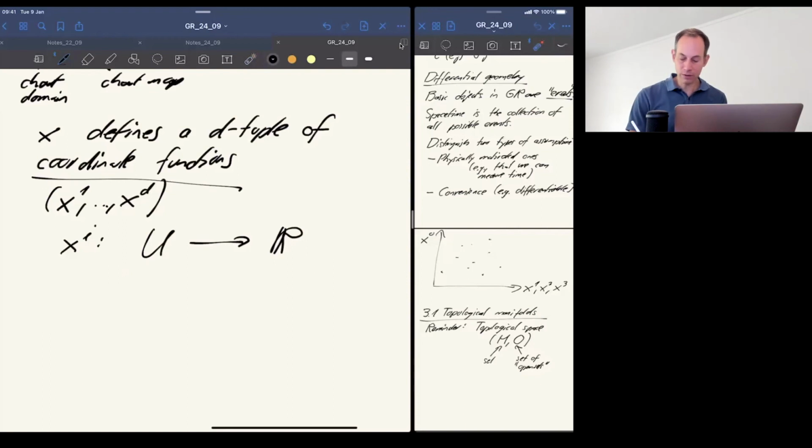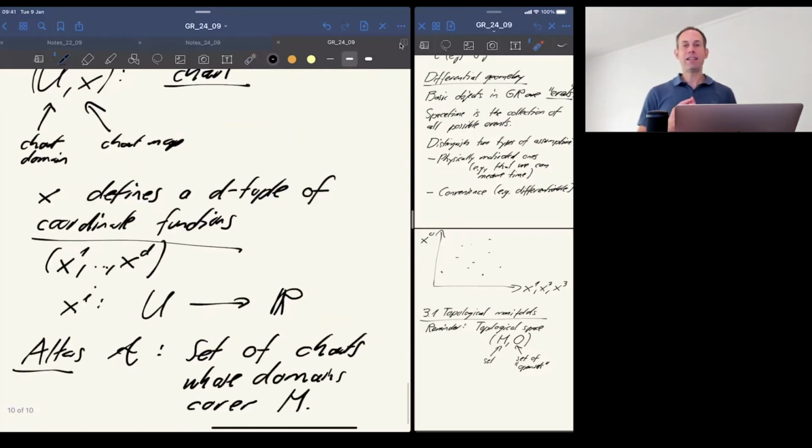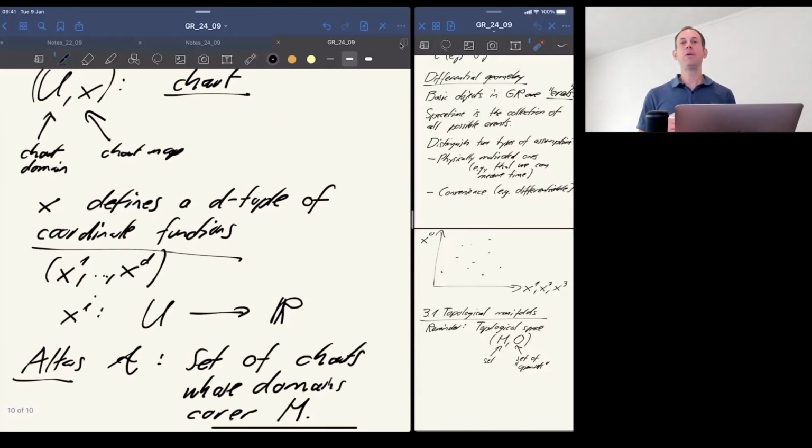And then finally, I will call something an atlas. An atlas is essentially a set of charts whose domains, so you know what the chart domain is, it's this U, whose domains cover the whole manifold. So you can really think of the atlas as an atlas as you know it from geography, because it consists of pages, and each of these pages probably contains a chart or several charts.